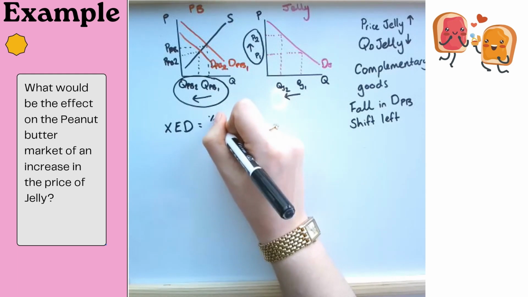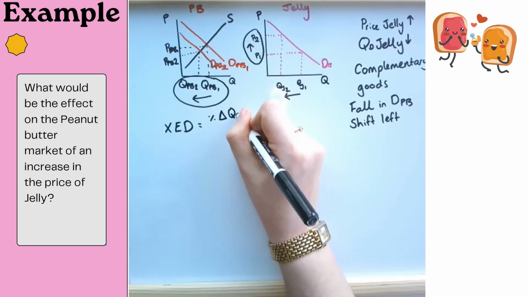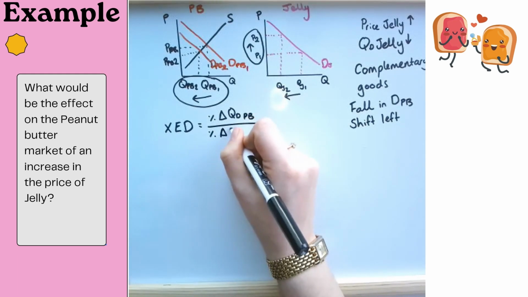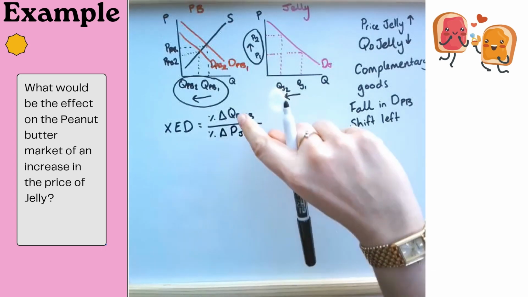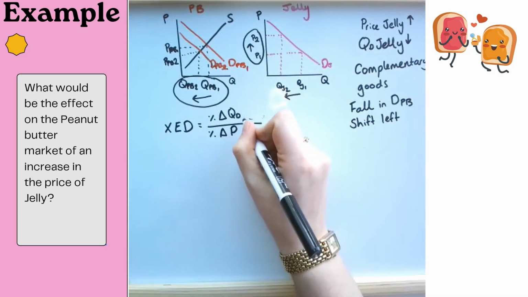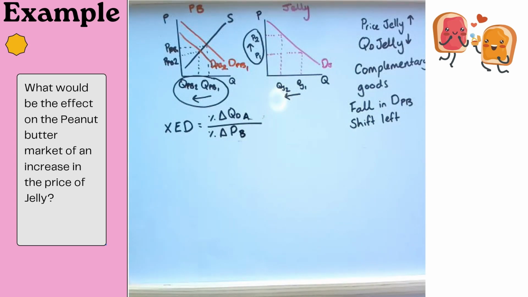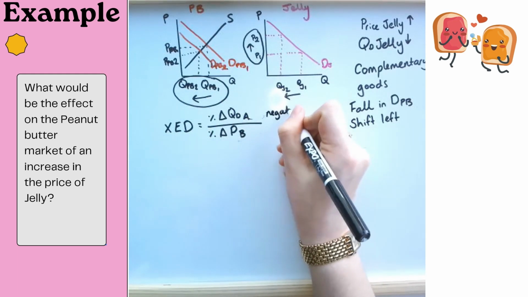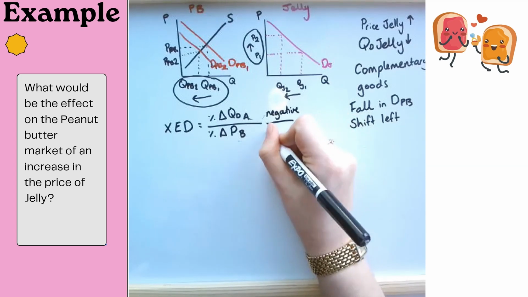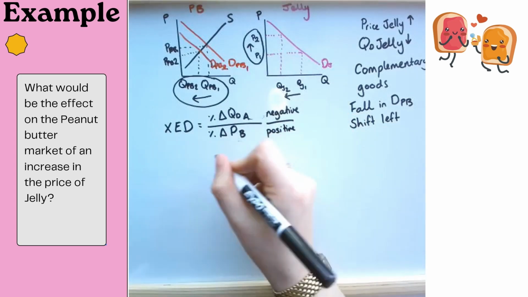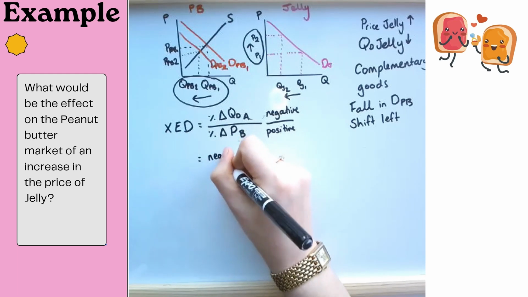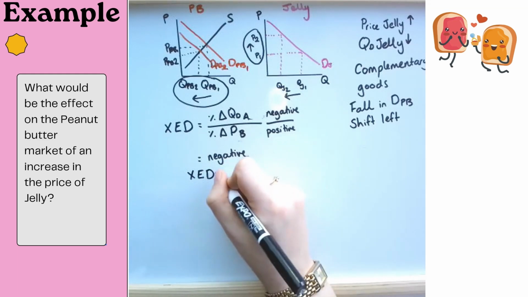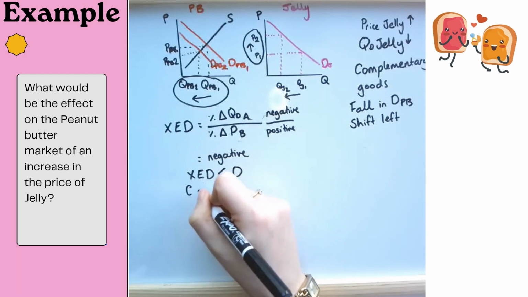So we're going to write the equation as the percentage change in quantity demanded of peanut butter, or good A, divided by the percentage change in price of jelly, or good B. When the percentage change in quantity demanded is negative and the percentage change of price is positive, we're going to have a negative number divided by a positive number, giving us a negative answer. Another way that you'll see this written is when XED is less than 0, you know that you have complementary goods.